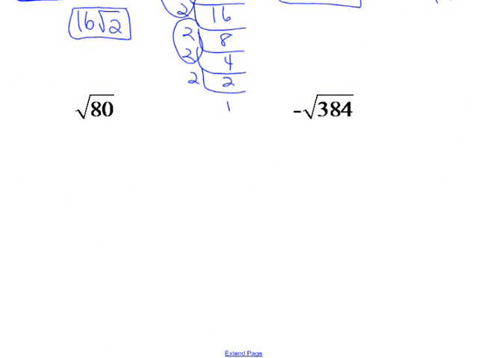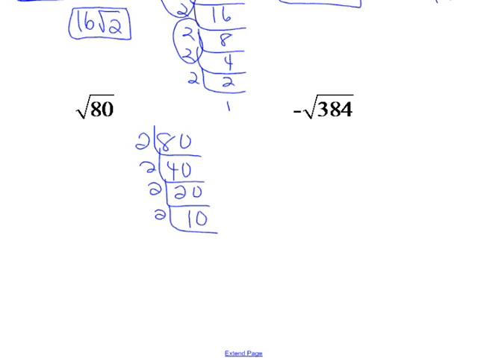Do the same thing here with the square root of 80. I think you guys have this. 80, 40, 20, 10, 5, and 1. Always go until you reach 1. Don't stop with the number down there.